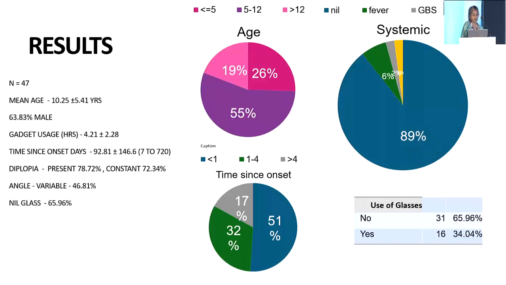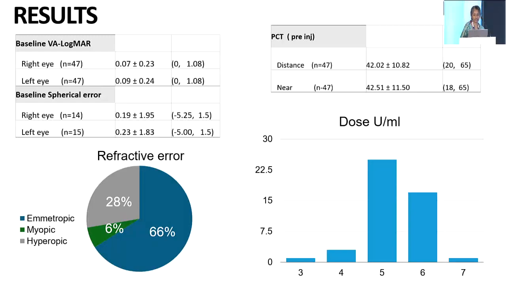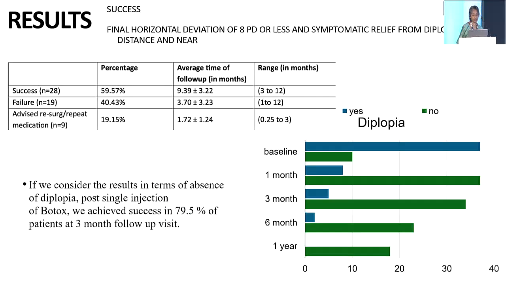And in 47 patients that I have injected, a mean age of 10, you can see that many of them presented at less than the age of 5. About 90% had no systemic associations, and 51% of the patients had presented within 1 month of onset. And this was the dose. Most of them had a large and stable angle around 40 prisms.